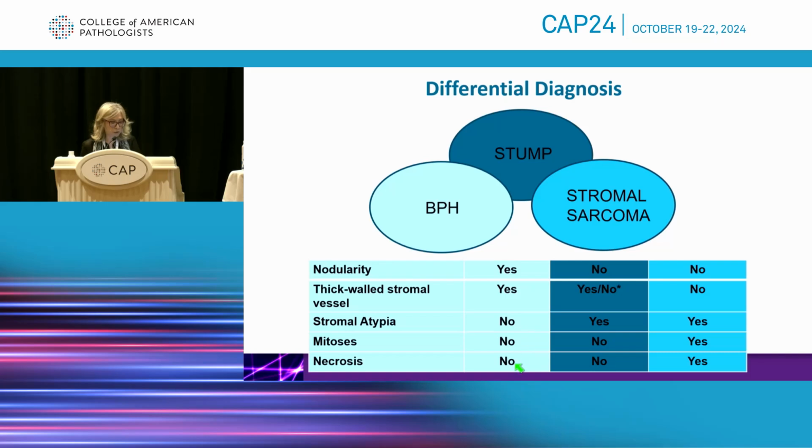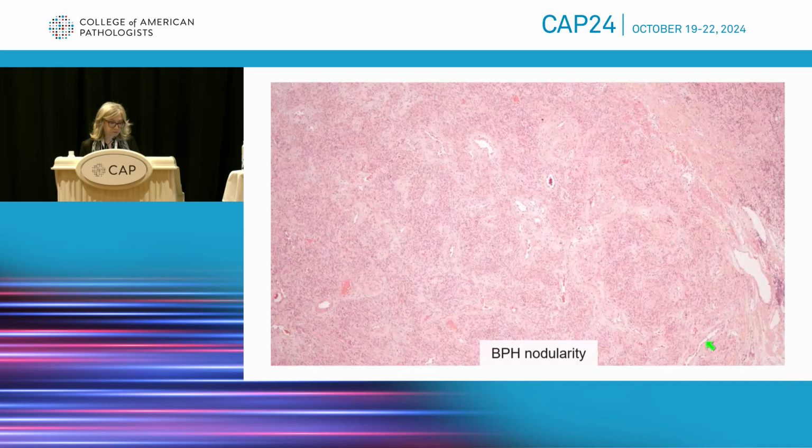Mitosis and necrosis should not be present in STUMP. And if you do see them, just remove STUMP as a diagnostic hypothesis. In BPH, similar to STUMP, you should not have any of them. You can have mitosis and you can have necrosis in stromal sarcoma.